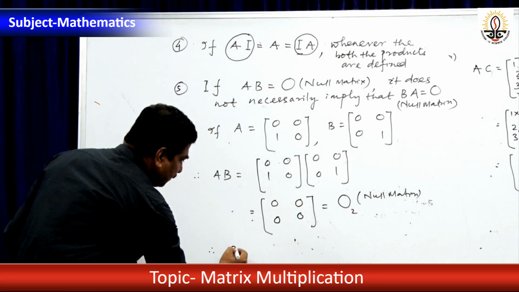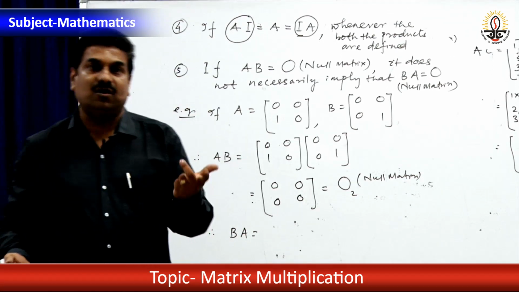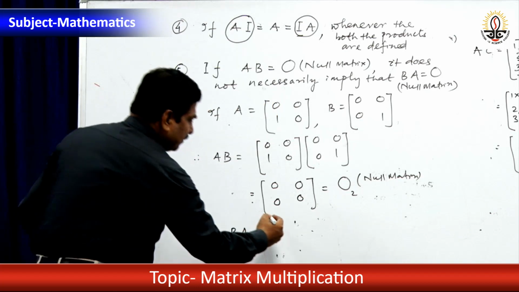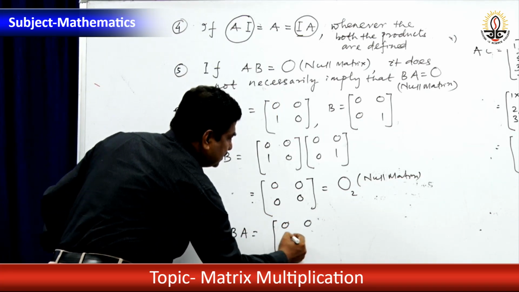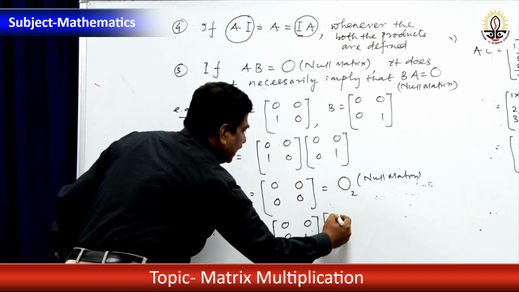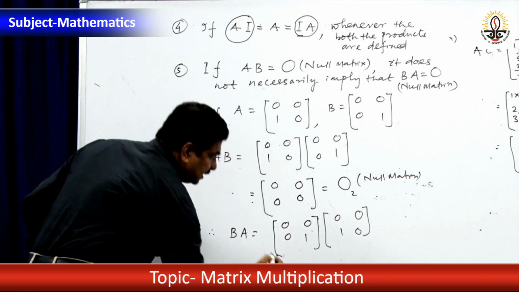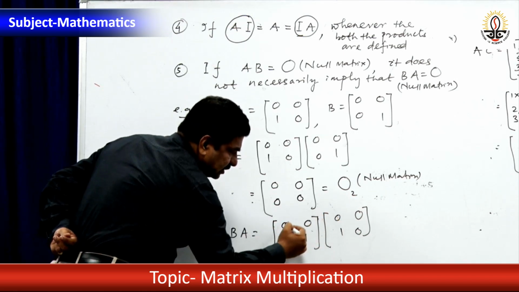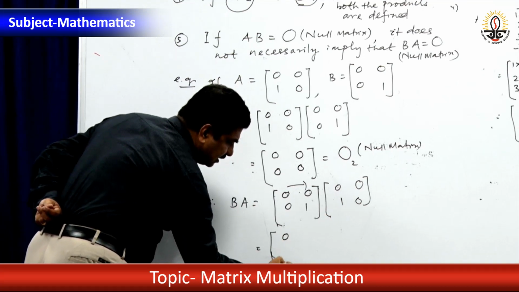Again we have to find BA and check whether BA is equal to a null matrix or not. Here you see, what is the value of B? B is the matrix [0 0; 0 1] into A, which is [0 0; 1 0]. Here you multiply it. See, 0 into 0 plus 0 into 1, 0. So this value is equal to 0 dear.